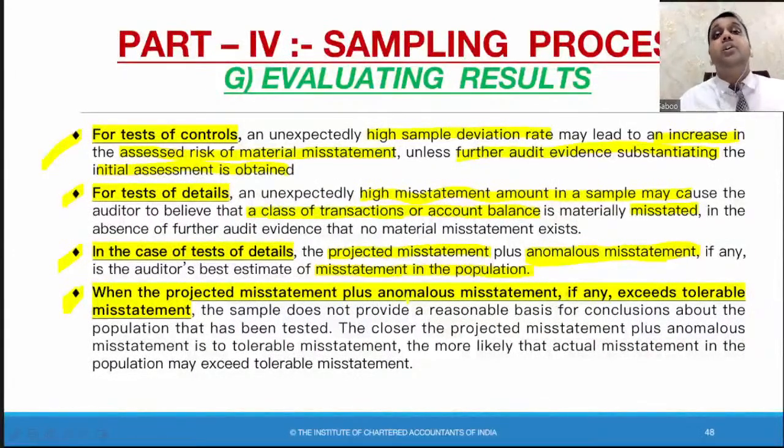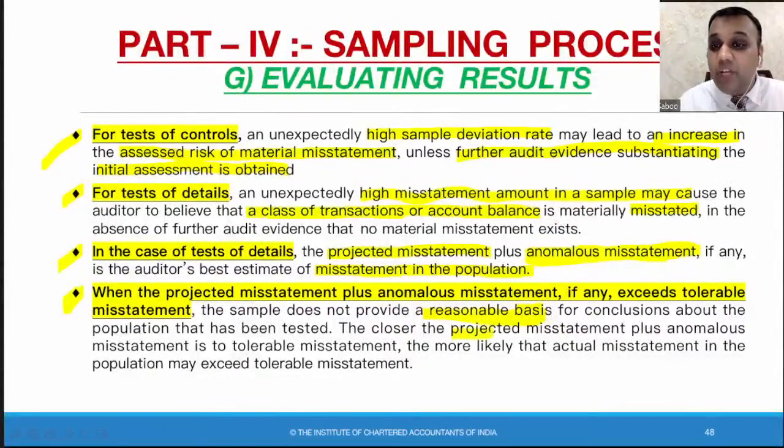Projection means you are applying the results of sampling on the whole population. So if such misstatements exceed my tolerable level of misstatement, the sample does not provide a reasonable basis for conclusion, and I might have to go for extensive checking.